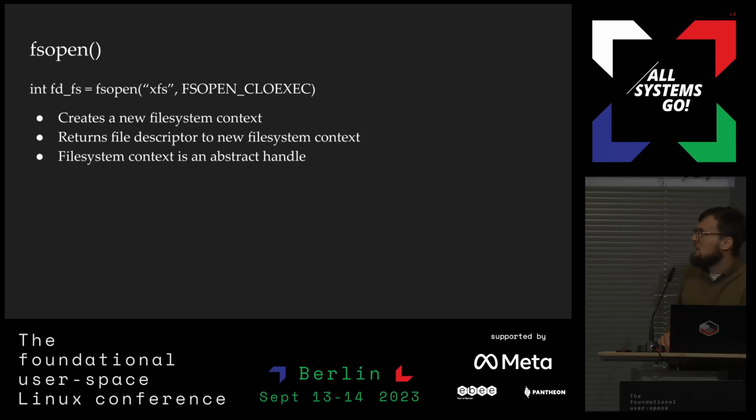So fsopen creates a new file system context. That is a fancy way of saying it's just an internal kernel object that carries state associated with a file system. So it's just an abstract handle. This FD doesn't allow you to do anything. You can't open files. You can't interact with the file system in any way. It's just really there to have some sort of state that you can interact with.